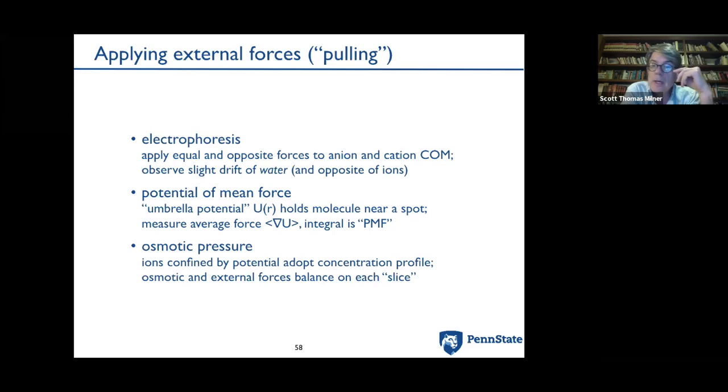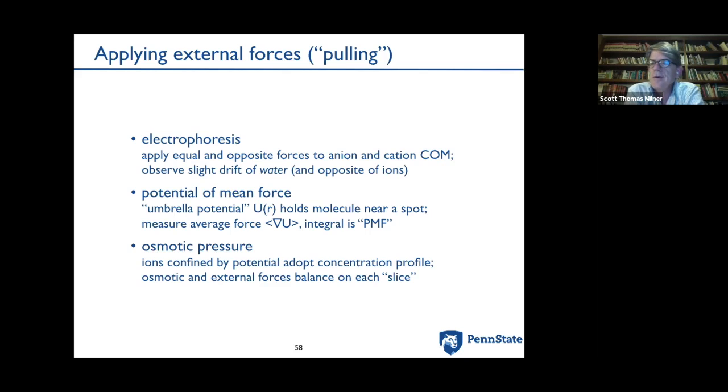A third example, again work from our group, is to use external forces to learn about the osmotic pressure of ion solutions. So I'll tell you about a couple different ways of studying that question. One of which is to confine ions between sheets and to measure the force on the sheets doing the confining.